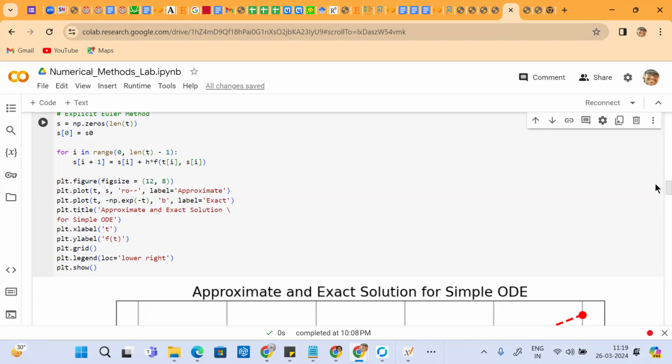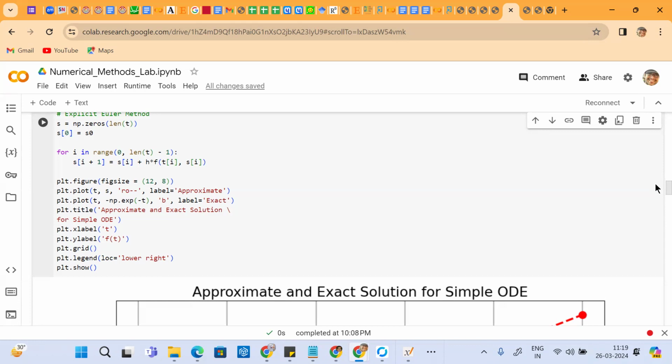plt.plot T, S. T is our time, S is our Y variable, right? So you can plot T, S. And how I am plotting it? In red, but with dashes. Sorry, not dotted lines, with dashes. I label it as approximate. So it will create a legend in your plot, giving the dashed red lines and saying that it is an approximate.